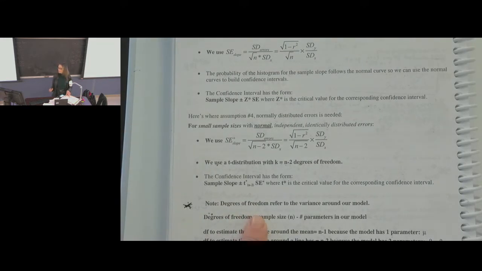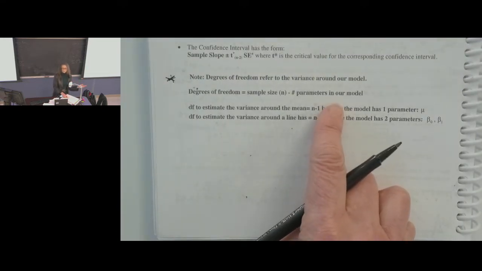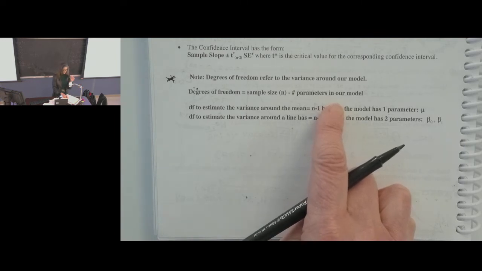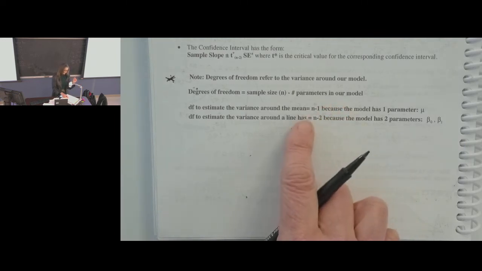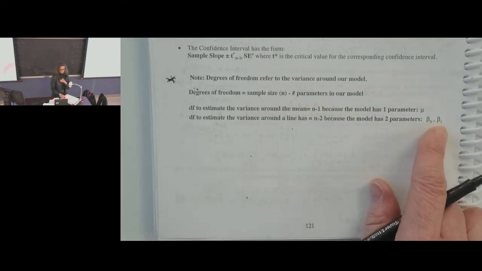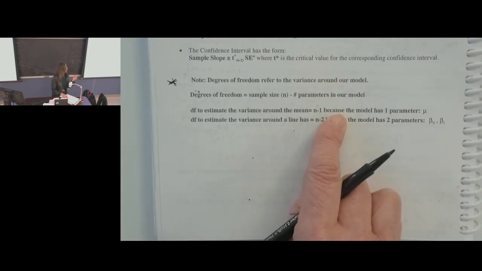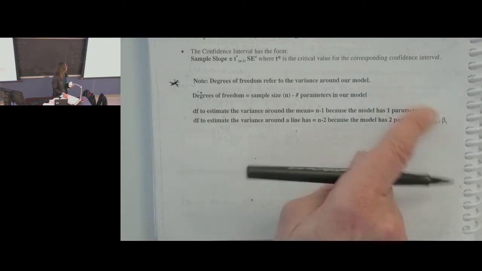This might be useful because we're going to be talking about degrees of freedom a lot. This type of degree of freedom is variance around our model, and the degrees of freedom is equal to the sample size minus however many parameters are in our model. With the mean, we're just estimating one parameter, the mean, and with a line, we have two parameters, the intercept and the slope. Two points determine a line, whereas with the mean, you just need one point. So that's a way to think about it.